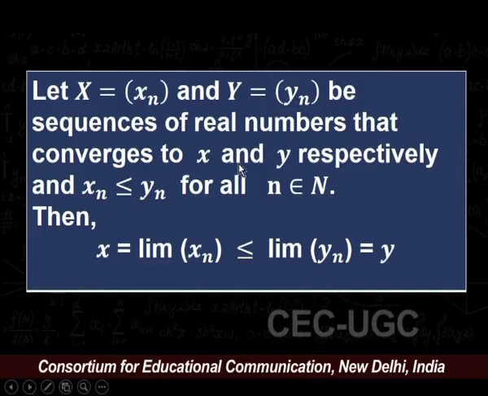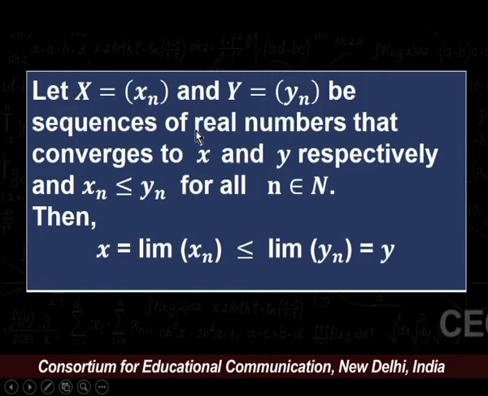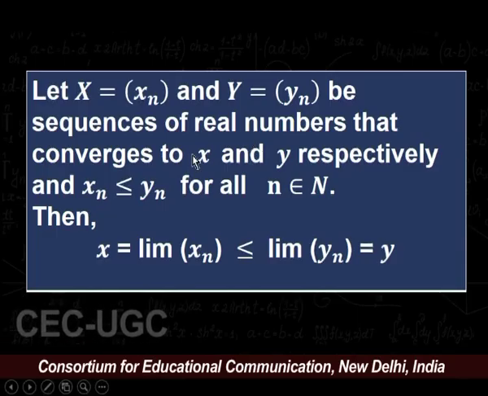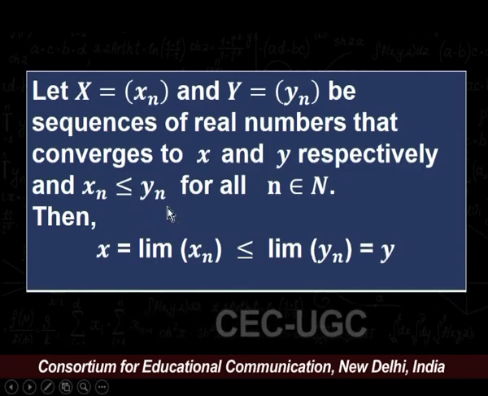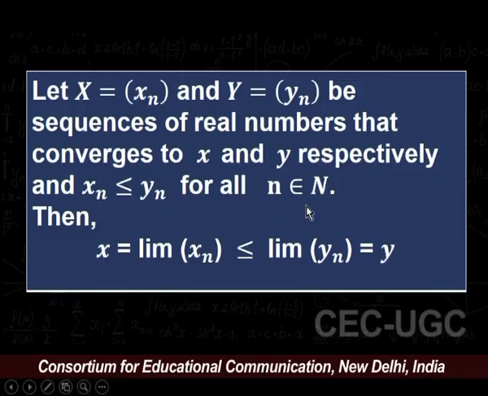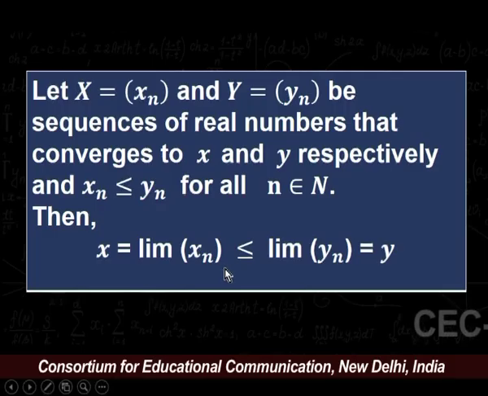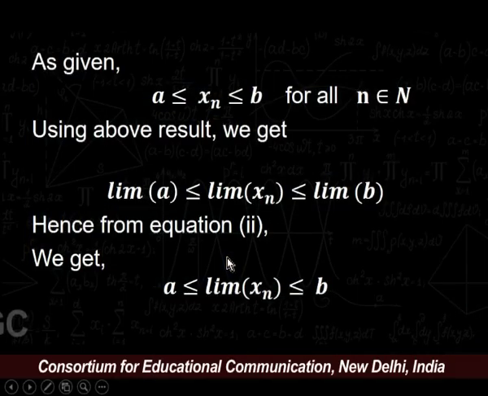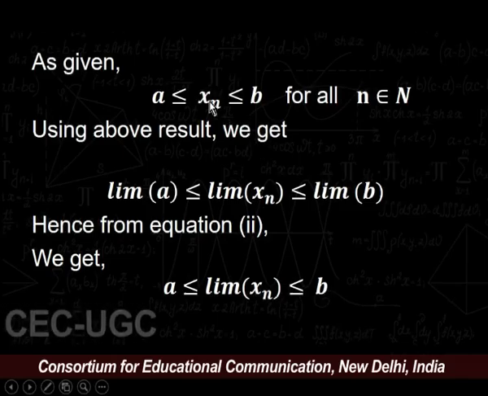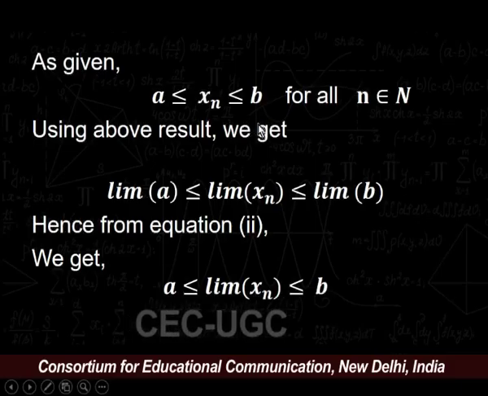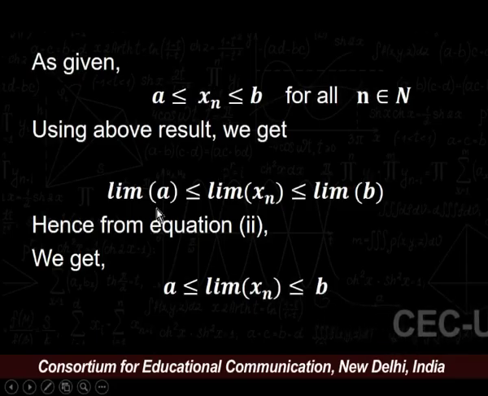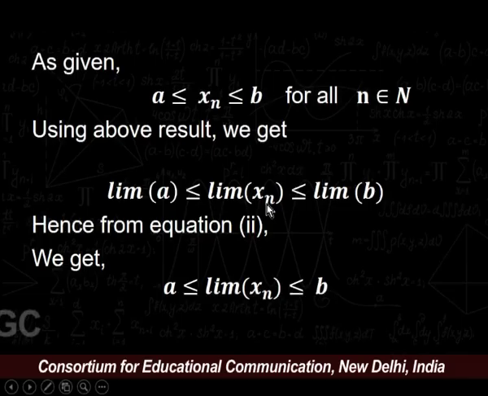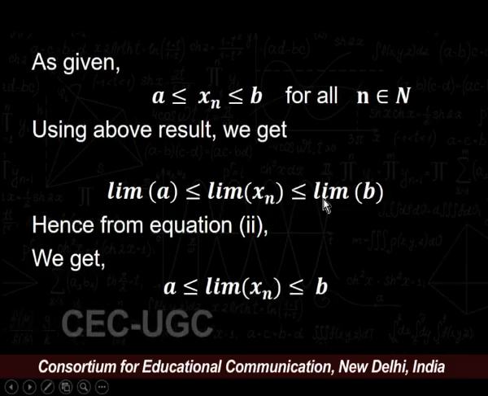Now recall the result: let X = (xn) and Y = (yn) be sequences of real numbers that converge to x and y respectively, and xn is less than or equal to yn for all n belonging to the natural numbers. Then we must have limit xn is less than or equal to limit yn. Now applying this result to a is less than or equal to xn and xn is less than or equal to b, if we apply limits, then we get limit a is less than or equal to limit xn and limit xn is less than or equal to limit b.